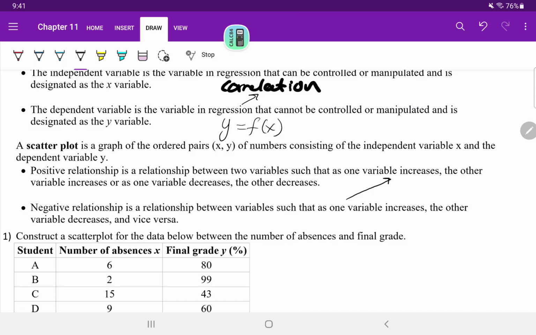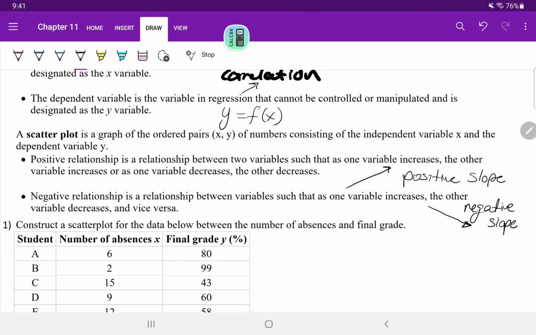If it's a negative relationship, it says here that it is a relationship between variables such that as one variable increases, the other variable will decrease, and vice versa. If it's a negative relationship, then we are decreasing. Going back to slope, this is a positive slope, and this is a negative slope. And we will be dealing with slopes when we talk about regression.